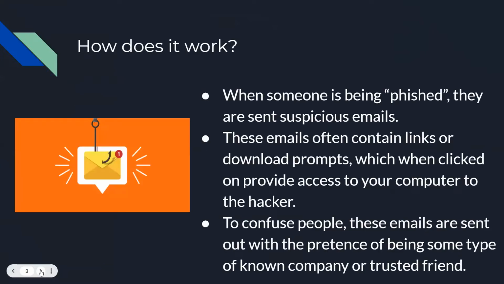Let's look at how it works. Well, when someone is phished, they are sent suspicious emails. They can be from a source or from a person or company that just doesn't seem right. And these emails often contain links or download prompts, which when clicked on provide access to your computer to the hacker. So when you click, it downloads software or it takes you to a website that allows the hacker to gain access to your computer and control it from wherever the hacker is. And to confuse people, these emails are sent out with the pretense of being some type of company or a trusted friend. So it could be someone from your bank or a trusted friend from high school or something like that, that they use to try and trick you into opening the emails and interacting with them.